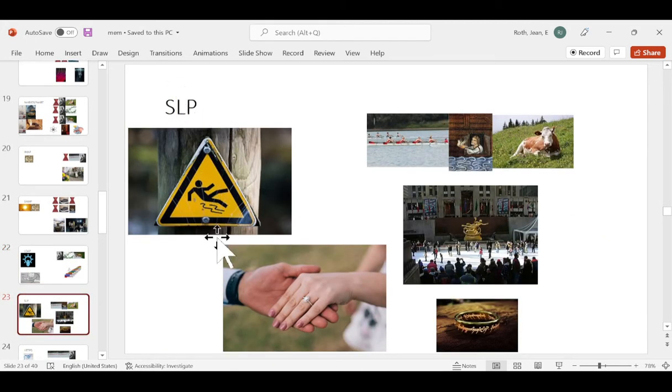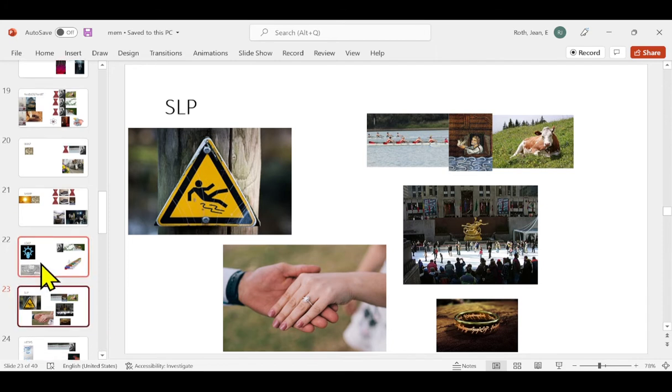Okay, and SLP, it's like slip. It's port 427, and that's RNK for rink. It's a picture of Rockefeller Center ice rink, and also a ring. And if you get married, then you slip a ring on your finger.